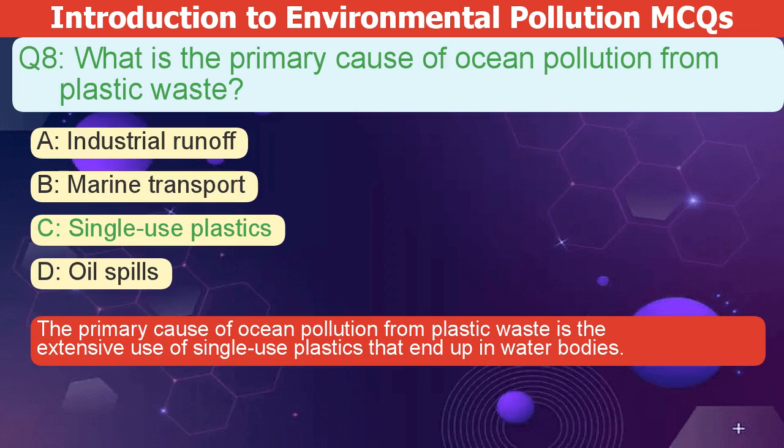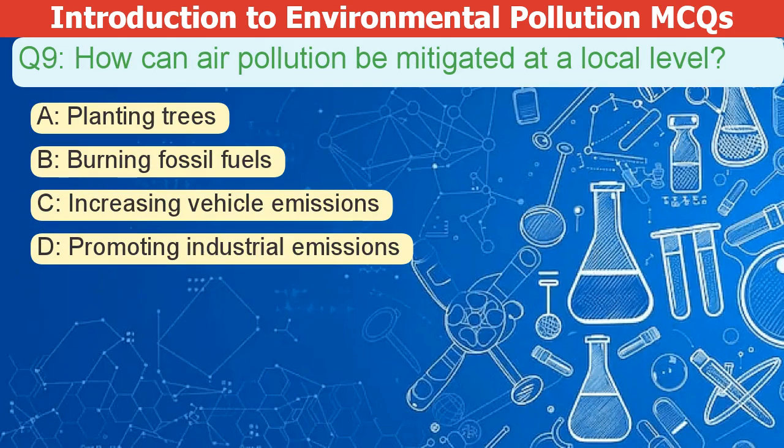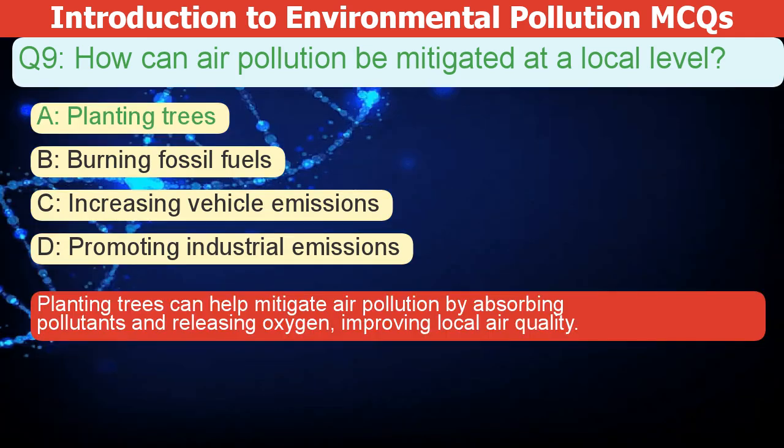How can air pollution be mitigated at a local level? A. Planting trees. B. Burning fossil fuels. C. Increasing vehicle emissions. D. Promoting industrial emissions. The correct answer is A. Planting trees can help mitigate air pollution by absorbing pollutants and releasing oxygen, improving local air quality.